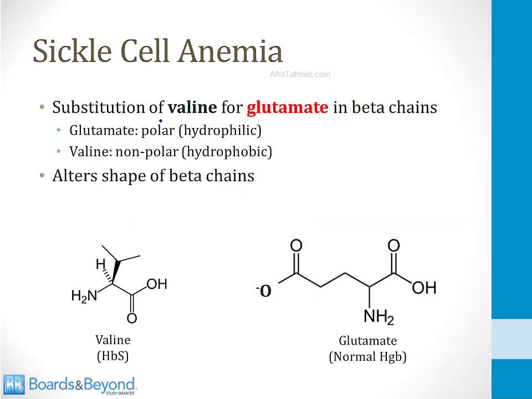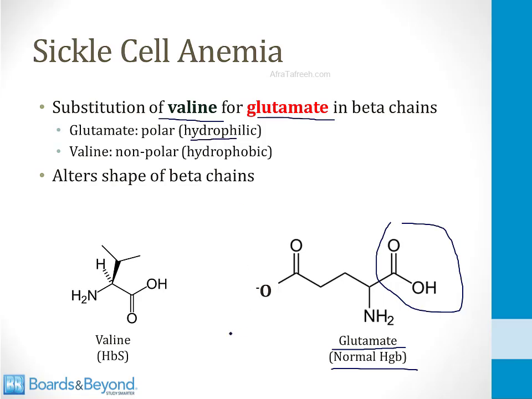The nucleotide substitution in the beta globin gene leads to an amino acid substitution in the beta globin proteins. In patients with sickle cell anemia, there is a substitution of the amino acid valine for glutamate in beta chains. If you look at the bottom right side of the screen, this is the chemical structure of the amino acid glutamate. This can be found in the beta chains of normal hemoglobin. You can see that it has many oxygen atoms, and therefore it is polar and hydrophilic.